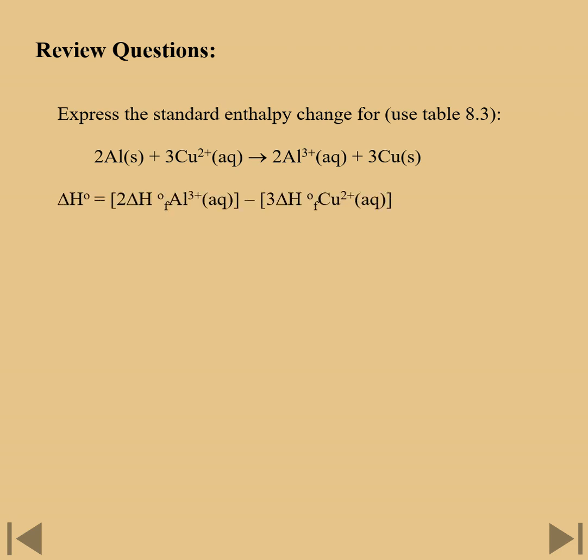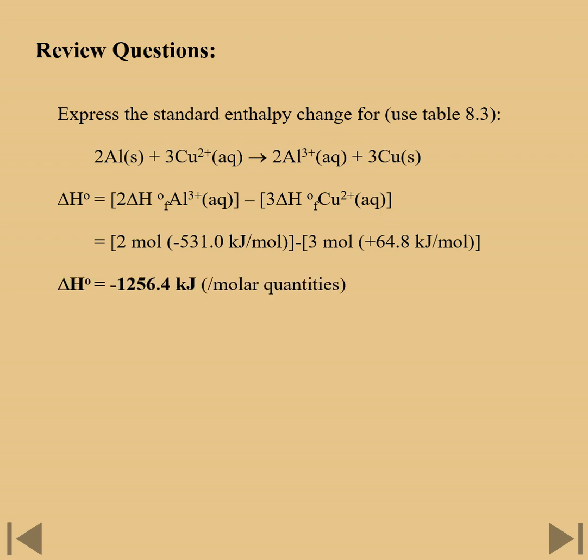You may recall that delta H naught, the change in enthalpy of the reaction, is equal to the sum of the enthalpies in the products minus the sum of the enthalpies in the reactants. And we're looking at the enthalpy in the 2 aluminum ions and the 3 copper 2 ions. The copper and the aluminum are in their most stable state, and so their values would be 0. Remember, anybody in their elemental state has a value of 0. When I put this on my calculator, I generate negative 1256.4 kilojoules per molar quantities. Remember that molar quantities means per the way the reaction is written.